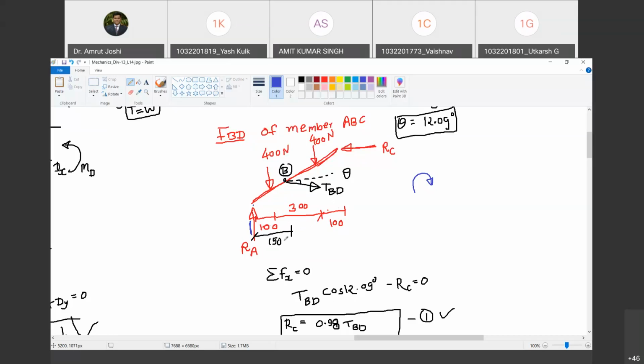When you're taking the moment, you're taking it from point B, right? The distance from point B to the point of application of RA, is it along the rod? No, look. You are taking the moment of RA about B. Do you agree with me? So what do you have to do? Extend the line of application of RA, drop a perpendicular from B on the line of action of RA. That would also be the same, and that is this distance. But this distance is 150. Got it? Are you with me?